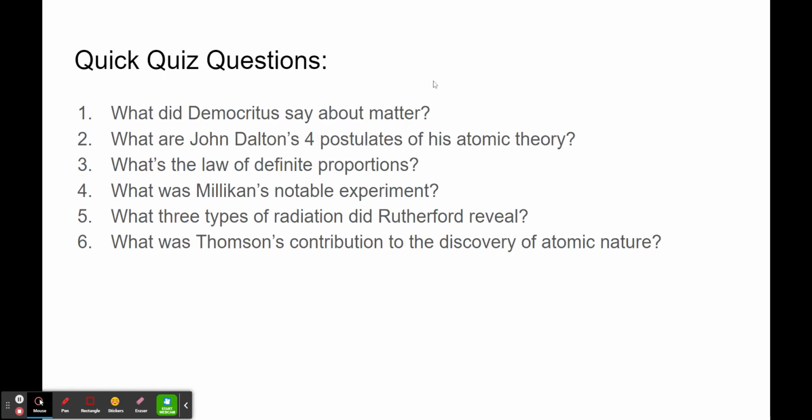So, some quick quiz questions to make sure that you were on track. I know that was really fast, but it was a lot of information. I have to get this in a certain amount of time. So, number one, what did Democritus say about matter? Number two, what are John Dalton's four postulates of his atomic theory? Three, what's the law of definite proportions? Four, what was Millikan's notable experiment? Five, what three types of radiation did Rutherford reveal? And six, what was Thomson's contribution to the discovery of atomic nature? So let's pause this, answer those questions, and we'll go over the answers really quickly in a second.